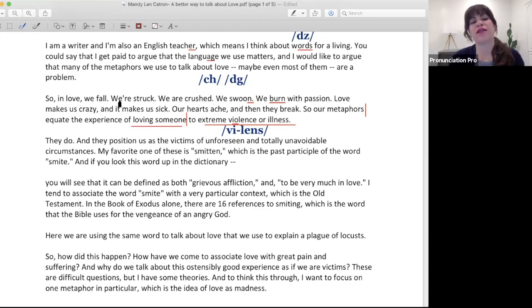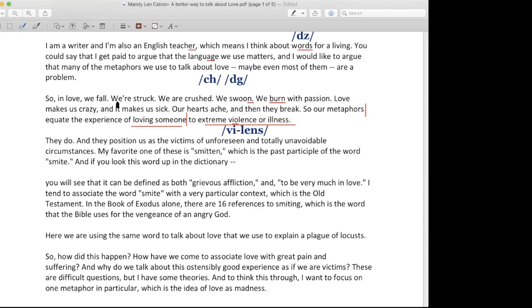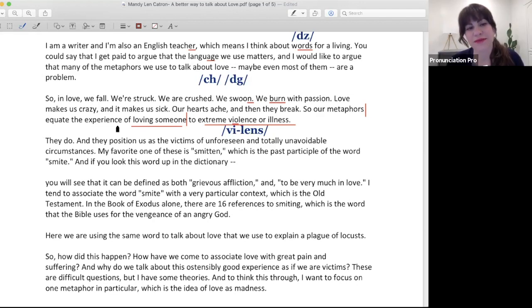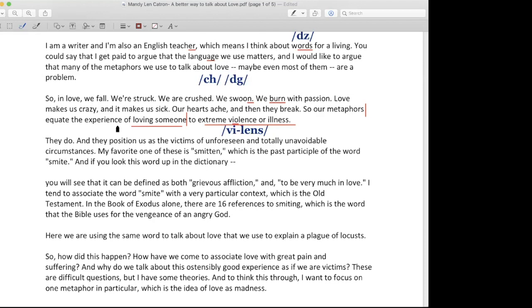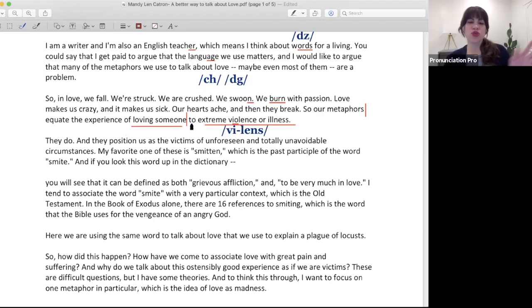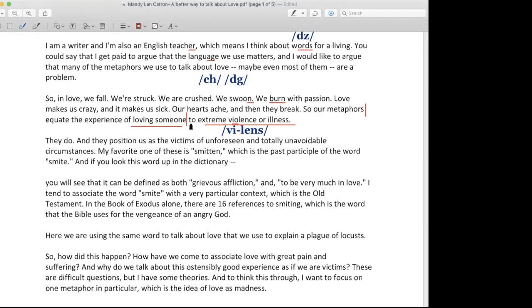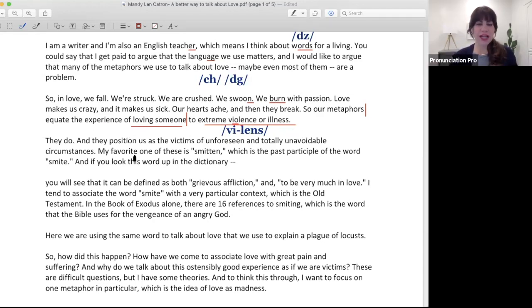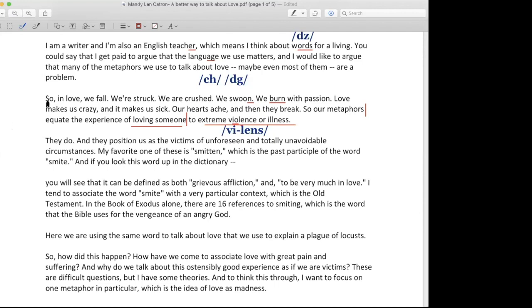Okay, so in love we fall, we are struck. We are crushed. We swoon. We burn with passion. Love makes us crazy and makes us sick. Our hearts ache and then they break. So our metaphors equate the experience of loving someone to extreme violence or illness. Good. Okay, so do it one more time. We'll just get that flow to it. The whole paragraph? Yeah, the whole paragraph.